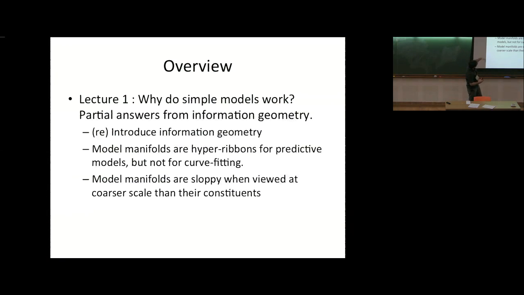Then I'm going to tell you that model manifolds are hyperribbons for predictive models, but not for curve fitting. So I think this is an important distinction. And I'm going to tell you about how it is that happens. And then I'm going to tell you about how model manifolds are sloppy when viewed at a much coarser scale than that of their components.